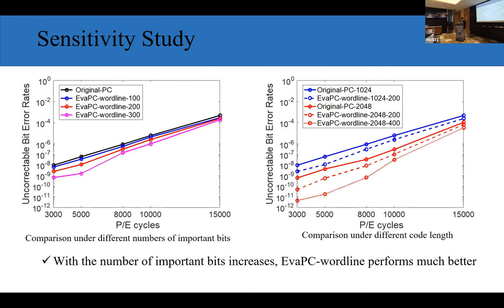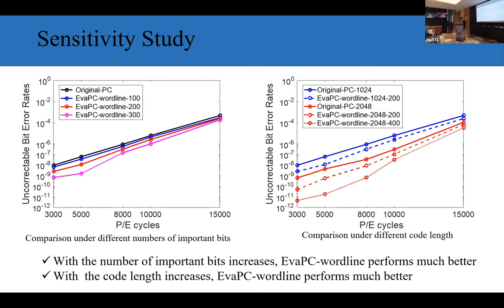The right figure shows the comparison of original PC and ERPC wordline under different code lengths. Because longer polar codes are more completely polarized during construction, with the code length increase, ERPC wordline performs much better.